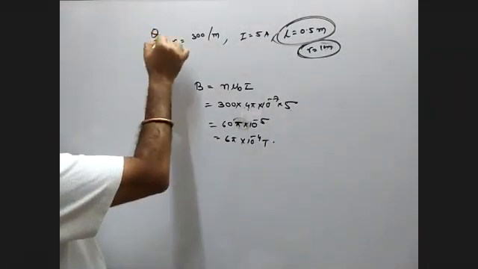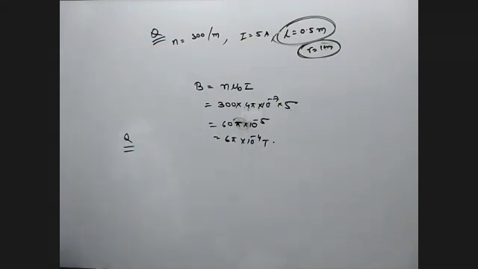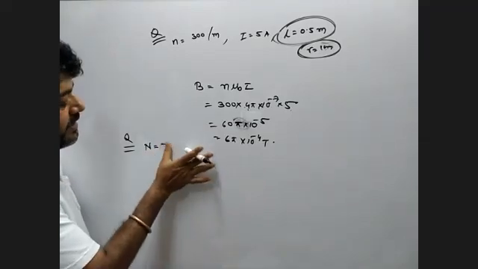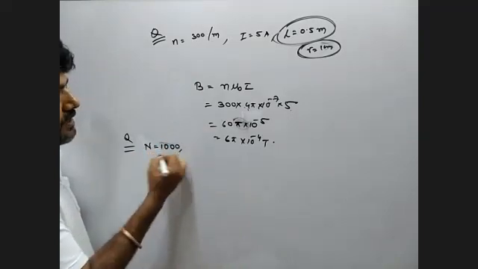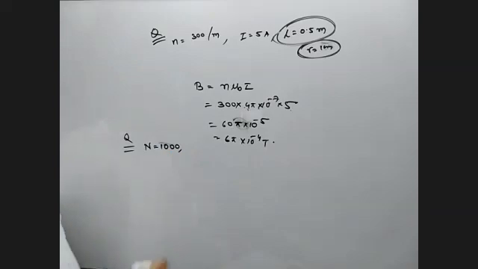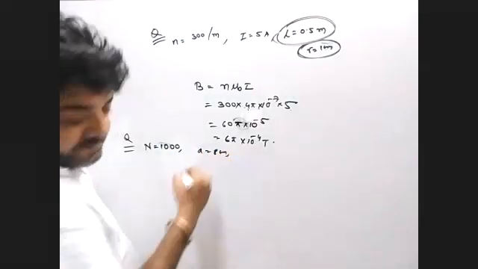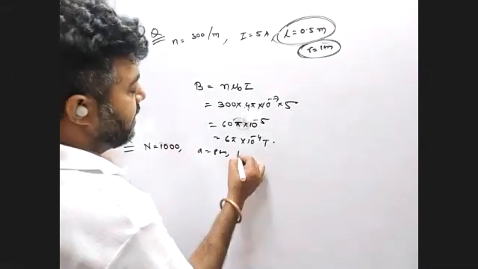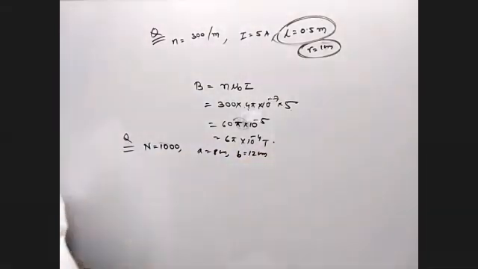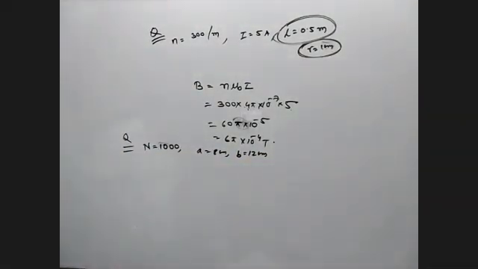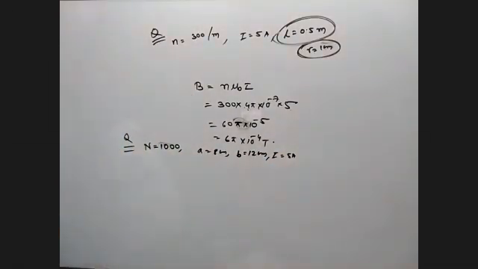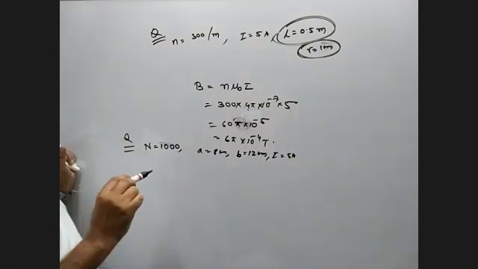Now the second question, also easy. A toroid of total number of turns 1000, inner radius 8 centimeter, outer radius 12 centimeter, carrying a current of 5 ampere. Find the magnetic field inside the toroid.